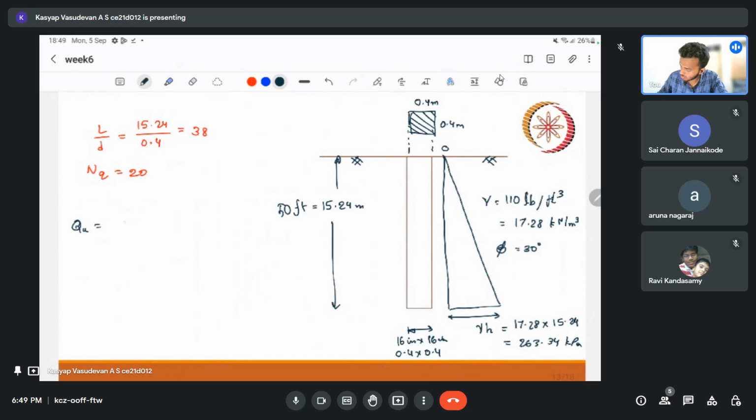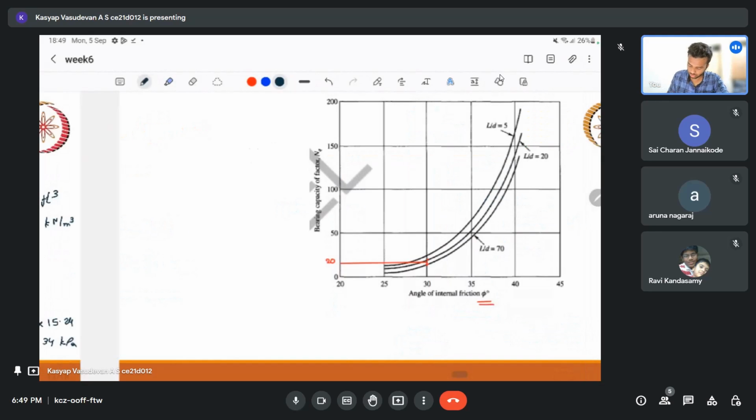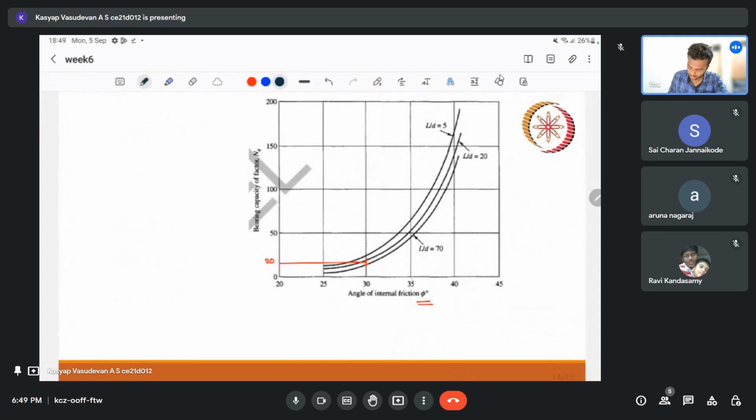So if I'm writing Q is equal to QUP plus QS. So QUP I can write it as sigma NQ into AB. So sigma is 263.34 into NQ, we got it as 20. 20 is NQ, 20 will be very less. So since our phi value is 30 degree, we are getting a very low NQ. So suppose we get a stronger soil, 35, NQ drastically increases. So that will drastically increase our bearing capacity.